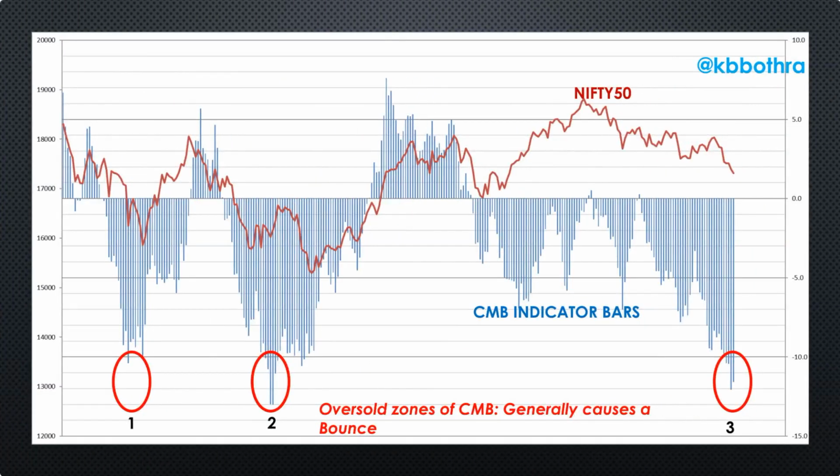Now, over the last many tweets on my Twitter handle, that's KB Bothra, we've tweeted a lot on the CMB, how the CMB indicator, when it gets below a zone of -10, which you can see on the chart in front of you, the zones which you've marked with red circles, is where the CMB indicator, that's the bar chart at the lower grid, goes below -10, and the resultant effect is that the Nifty gets into a bottom formation process.